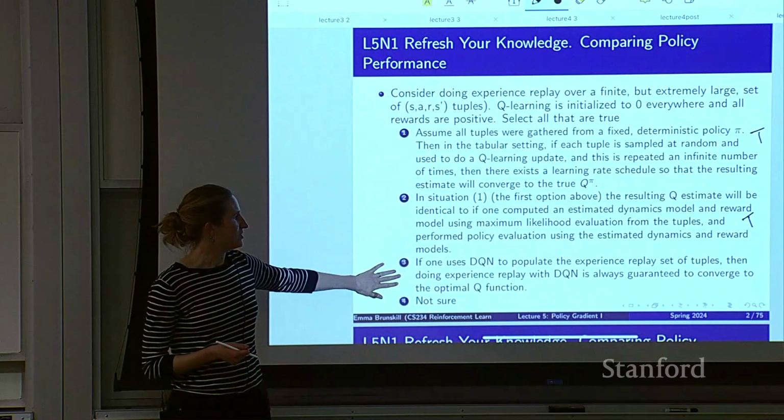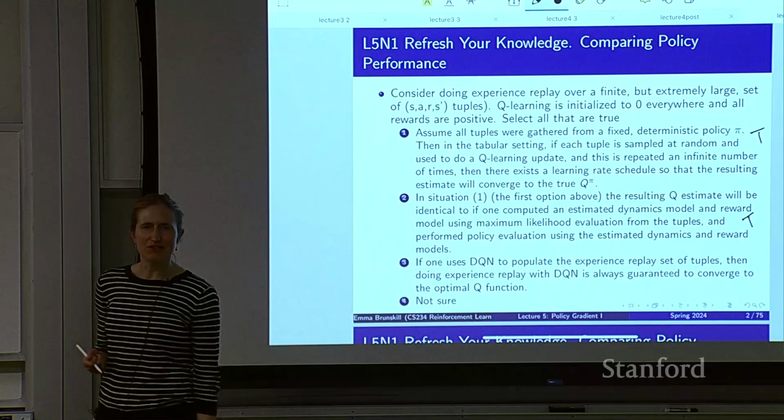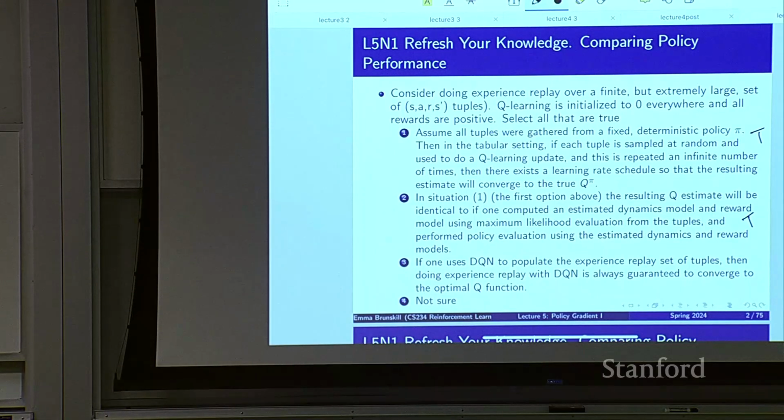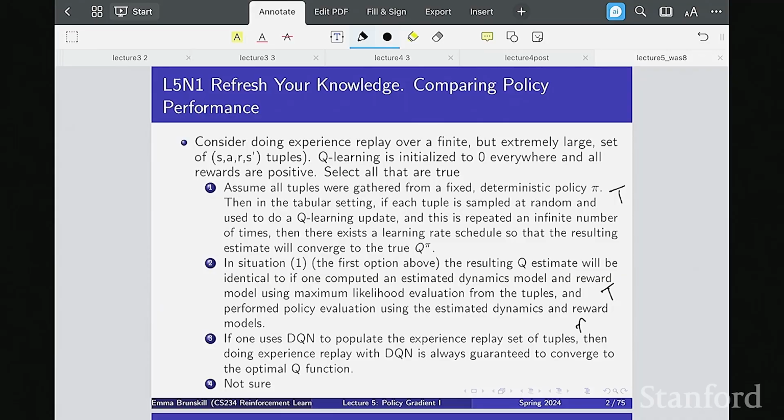This one is false. Does somebody want to say why it's false? There's a number of reasons why it could be false. Somebody want to share why? Why is DQN not guaranteed to necessarily converge to the optimal Q function? Yeah, remind me your name. Would you need to enforce a certain number of iterations for it to have any chance of converging at all?